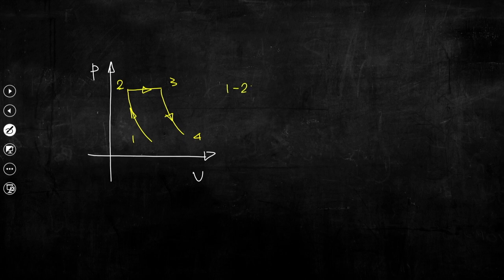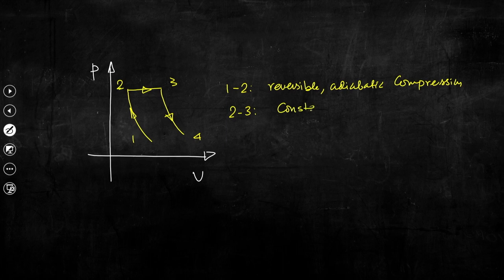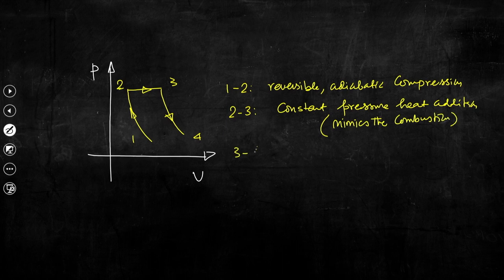So, basically, 1 to 2 is reversible adiabatic compression, 2 to 3 is constant pressure heat addition, that essentially mimics the combustion process, and 3 to 4 is reversible adiabatic expansion. So, all these processes, but see, this is an open cycle.